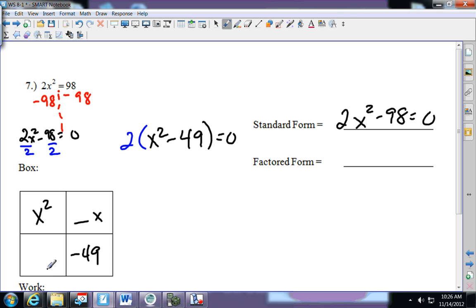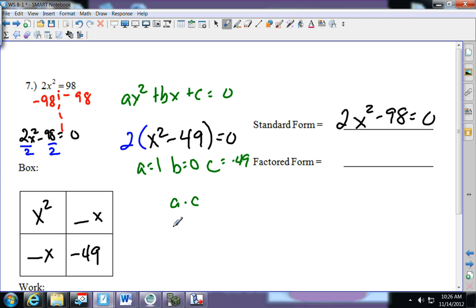Something x, something x. A, the number in front of x squared, is 1. Remember it's ax squared plus bx plus c equals 0. There is no x, so that means your b is 0. C is that last number, negative 49. A times c, 1 times negative 49 is negative 49. I need the factors of negative 49 that give me 0. Well, that's 7 and negative 7.